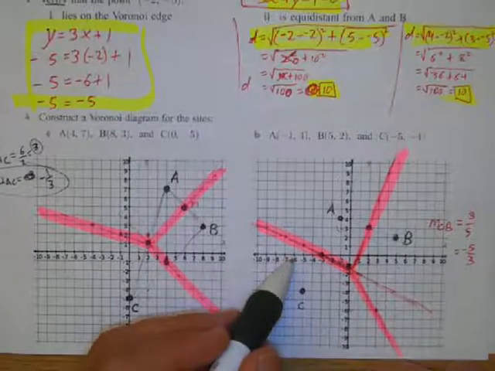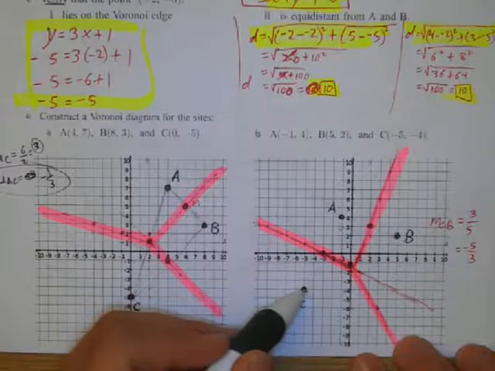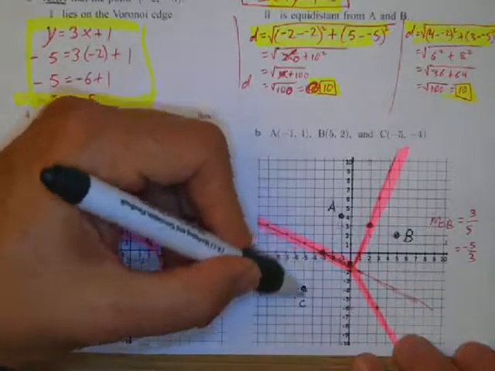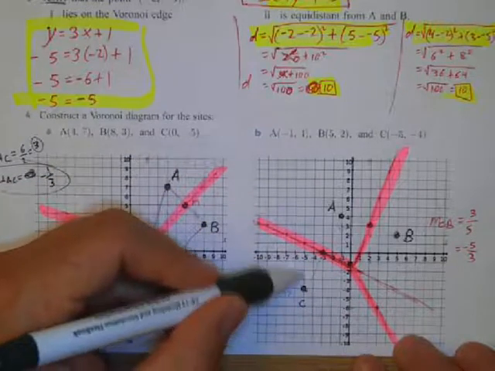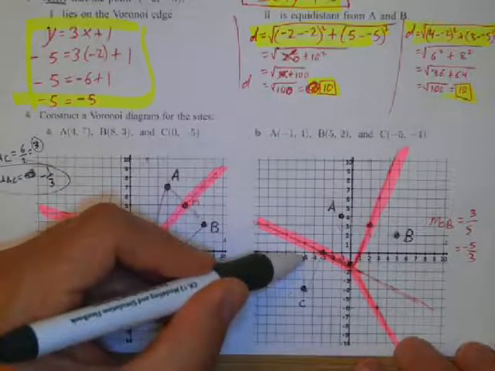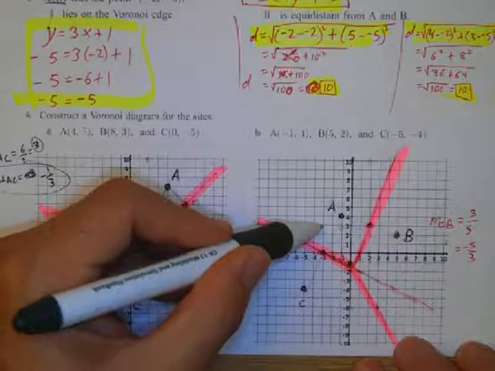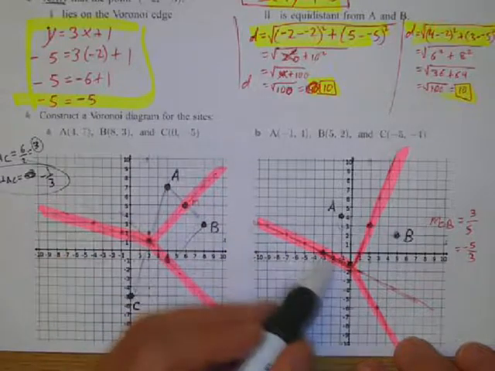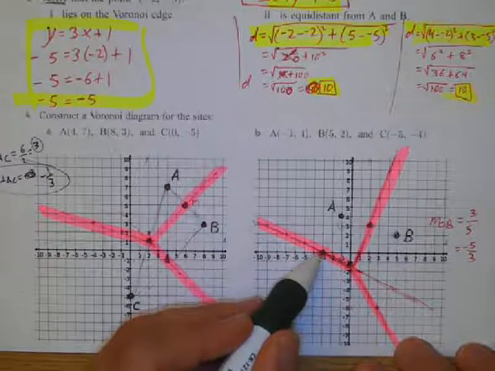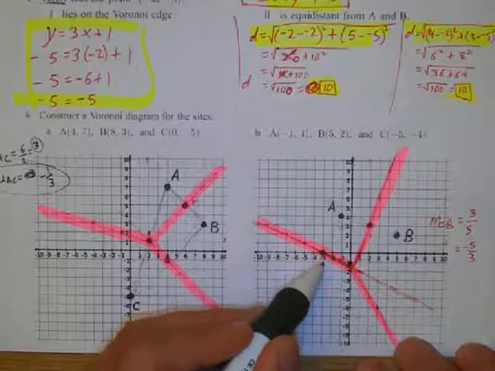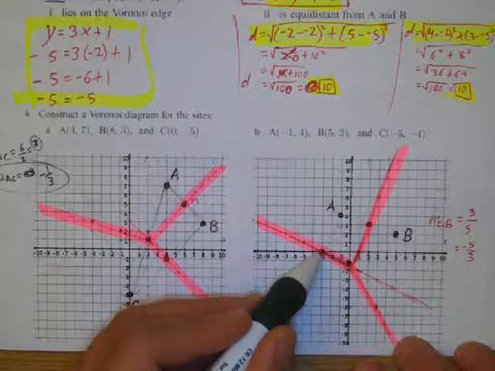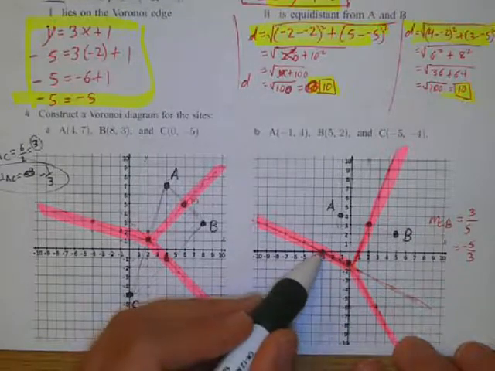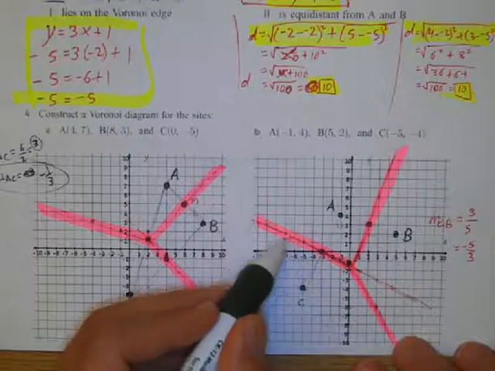And then between A and C, we can see that it's going up 4 over 2. So my slope is 2. So my reciprocal from the midpoint is going to be negative 1/2. So it's going to be down 1 over 2, or up 1 to the left 2. And there's my perpendicular slope.